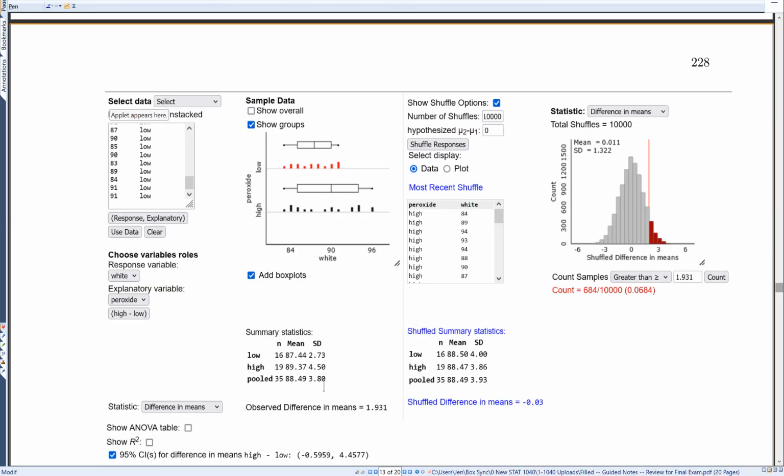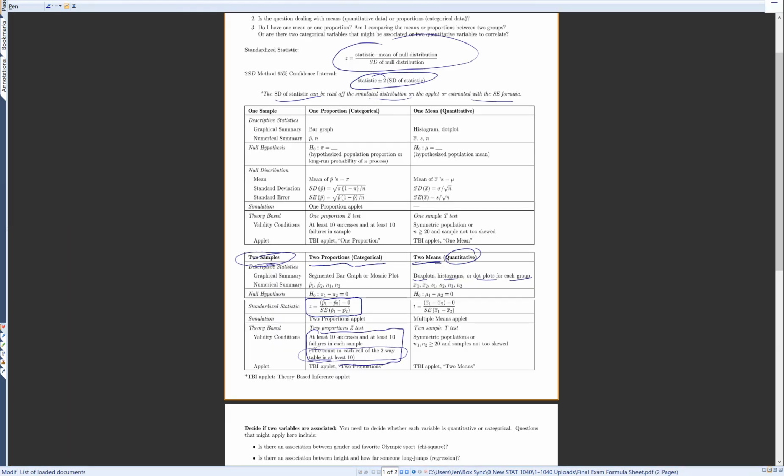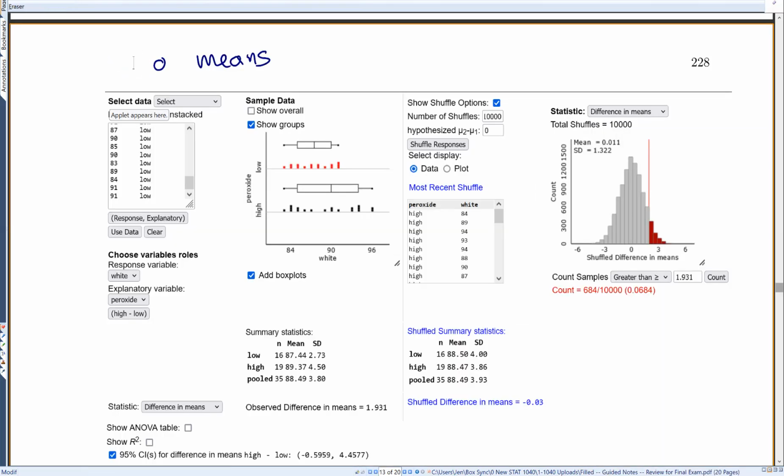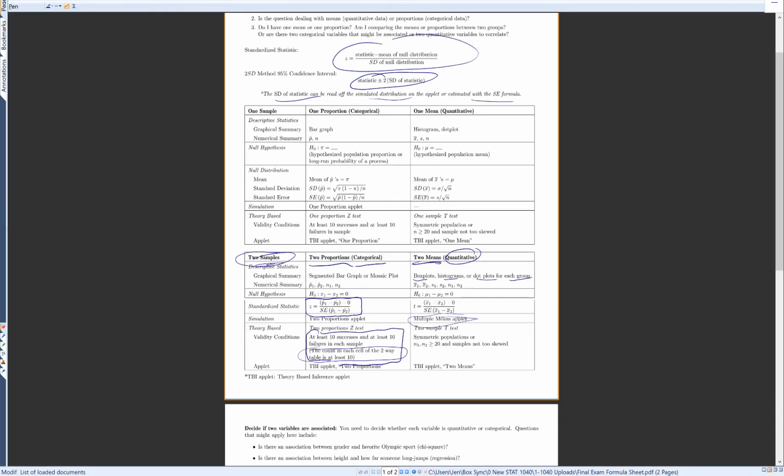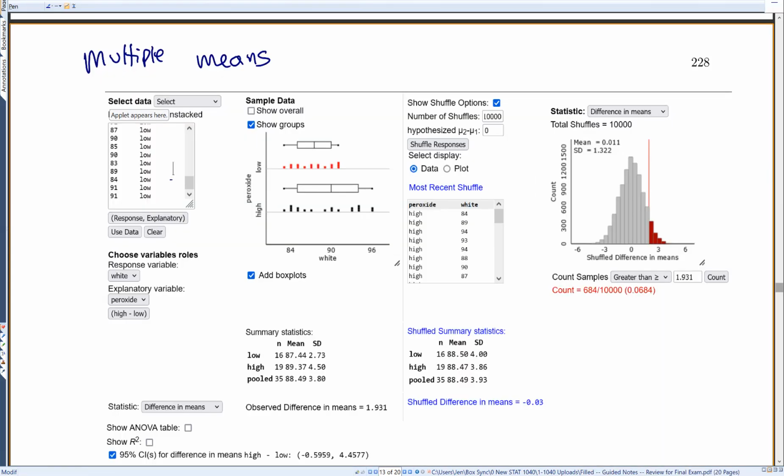Okay, so now let's use our applet. Actually, no, I believe it's called multiple means. Okay, it is called multiple means, not two means. Again, the formula sheet is so nice. It will tell you this is the applet that you need to use for a simulation. So to put everything in, I just paste the data.